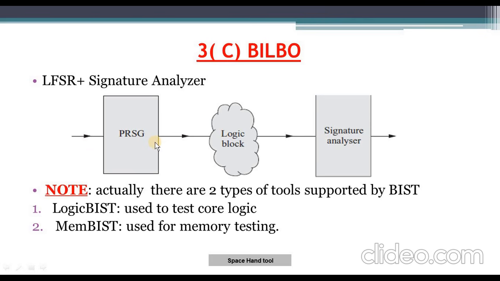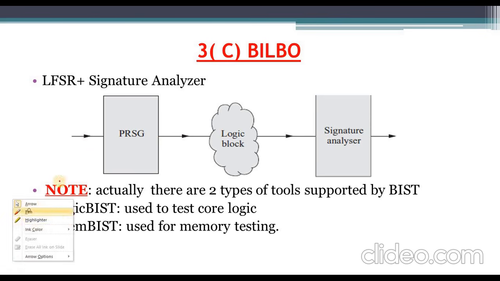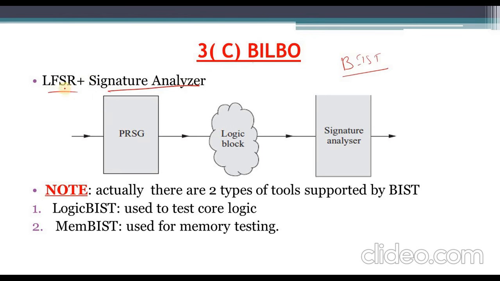Next one is the last one, the last component of the built-in self-test. That is BILBO, the built-in logic block observer. The built-in logic block observer is the combination of the LFSR along with the signature analyzer. The PRSG, the pseudo random sequence generator, is nothing but an LFSR only. LFSR along with signature analyzer will give the built-in logic block observer.